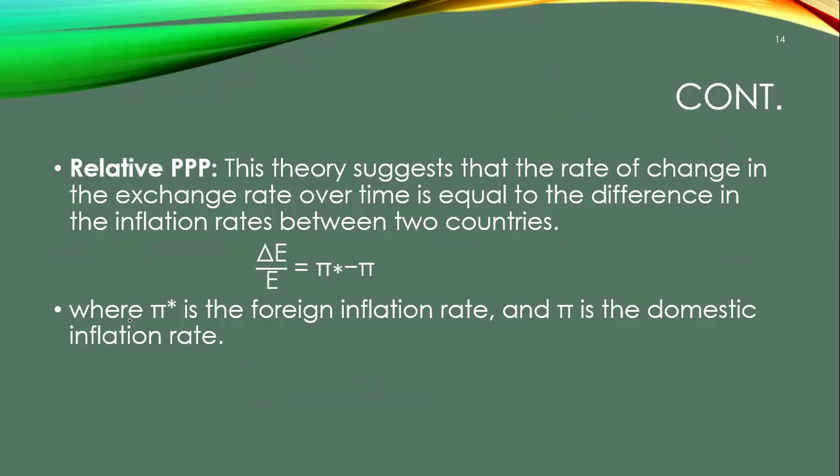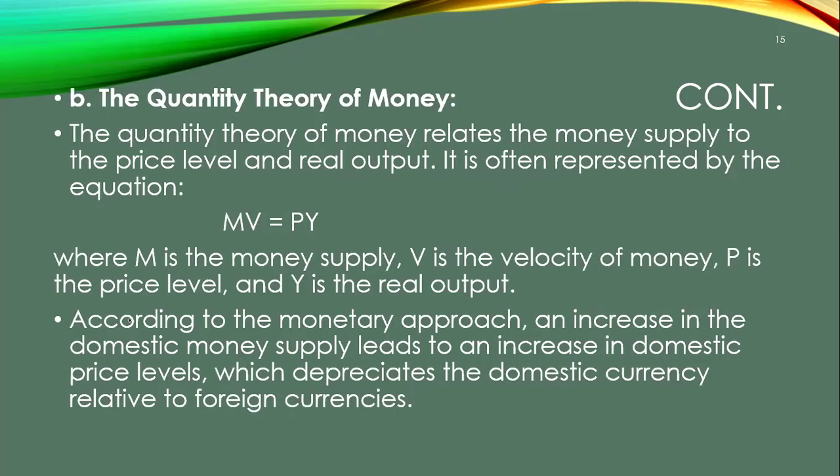relative price, that is, purchasing power parity theory suggests that the change in the exchange rate over time is equal to the difference of inflation rates between the two countries. In other words, where pi star is the foreign inflation rate and pi is the domestic inflation rate. So in other words, we are trying to look at the inflationary tendencies between the two countries. So then we use it to determine the exchange rate.